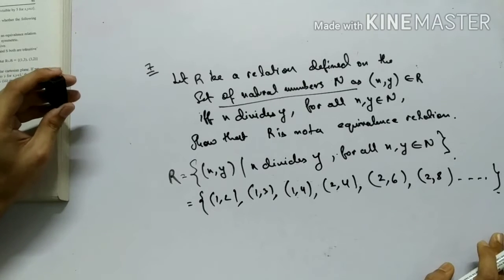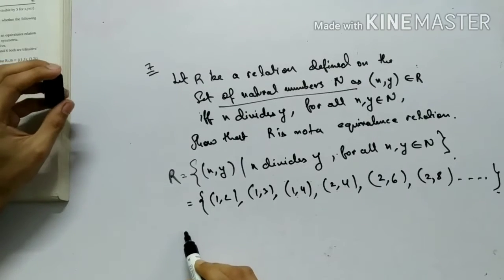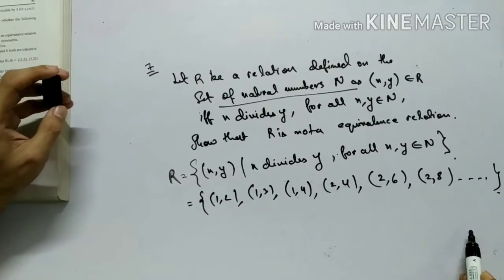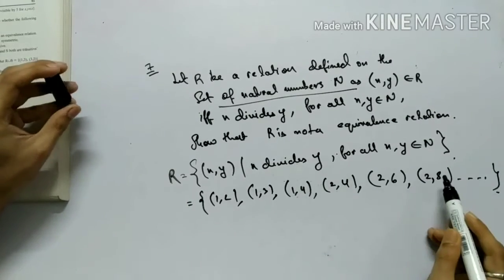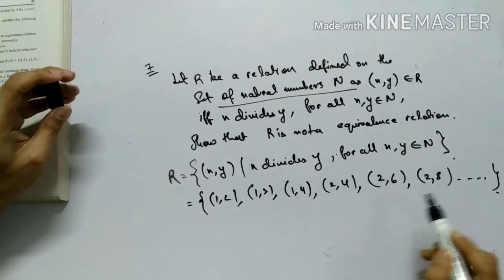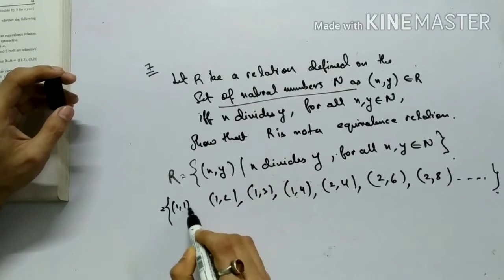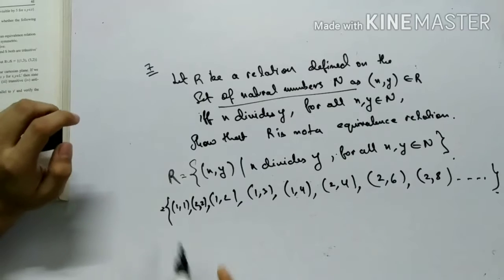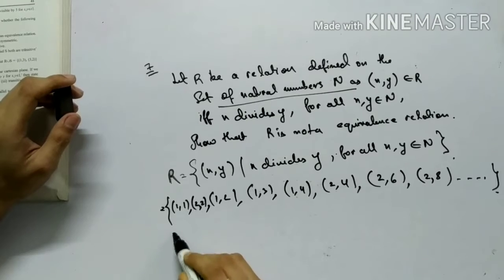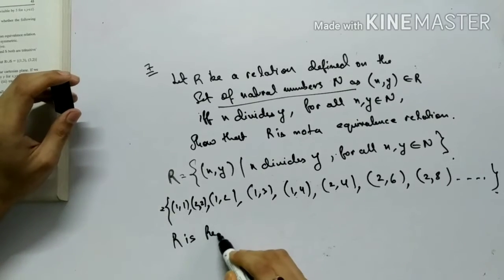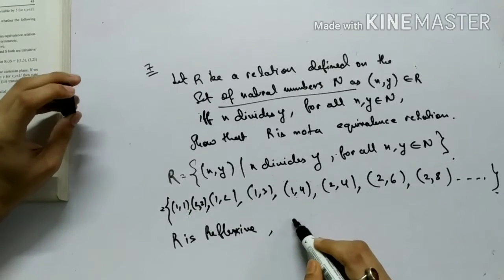So in here it is saying that R is not an equivalence relation. One thing I can add again in this set: (1,1), (2,2), since x divides y. Like that it will go. So you can say R is reflexive.